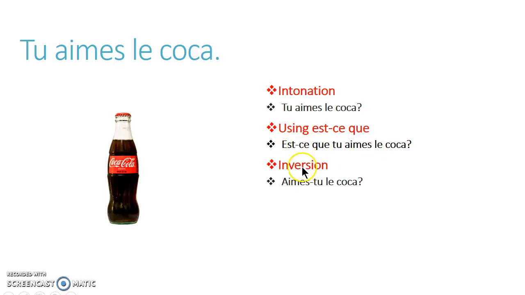Then in written French, and we can also say these out loud, we use est-ce que and inversion to ask questions as well. So here we put est-ce que in front of our statement and add the question mark at the end. Est-ce que tu aimes le coca? And then we can also use inversion, which is where we switch the subject and the verb. So, aimes-tu le coca? If you have any questions about this, go back to our lesson on asking yes or no questions or get in touch with me and I will help you with this.